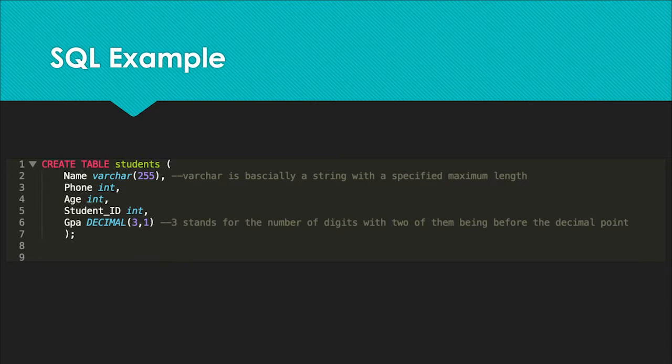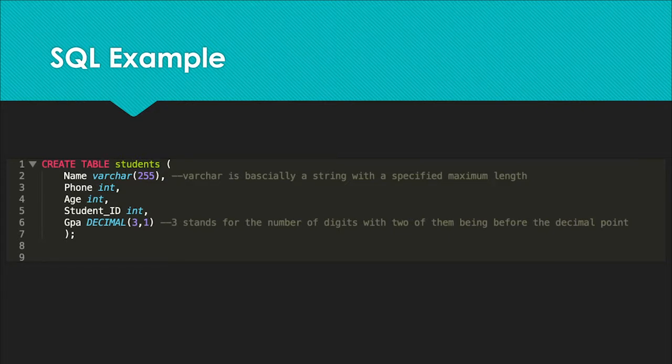And then each row has two different words. The first one will be the name of the column. So the first one is name. The second one is varchar, which is a string with a specified maximum length. So we're not going to let people have names in our database that are more than 255 characters. That would be an extremely long name.